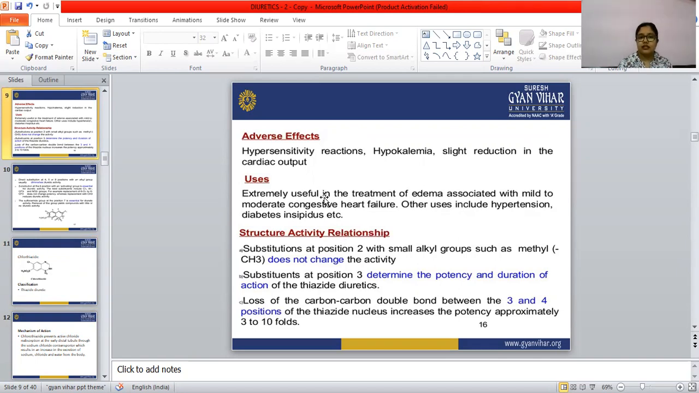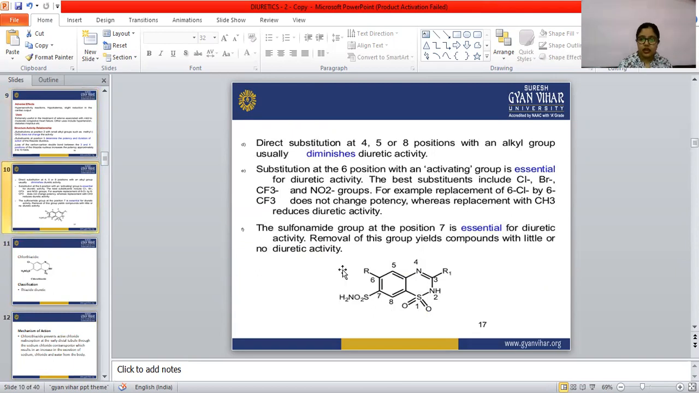Let's see the structure activity relationship. Substitution at position 2 with small alkyl groups such as methyl does not change the activity. At the 2nd position, if we are substituting any small group, meaning a methyl group, that doesn't affect the diuretic activity of this drug.